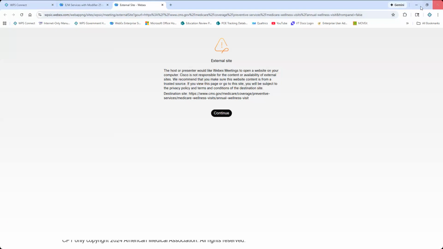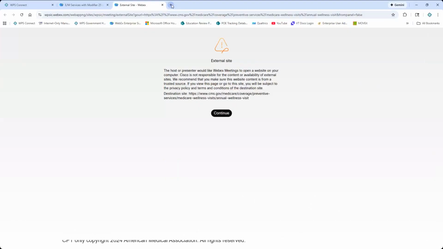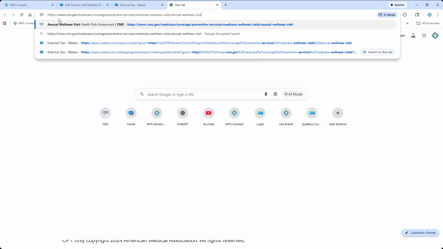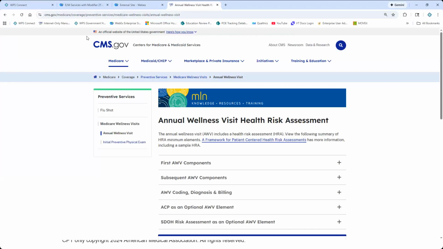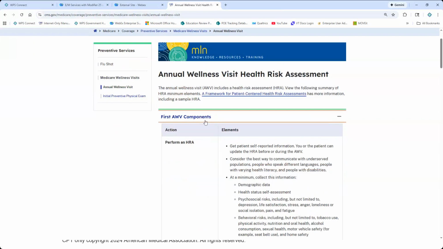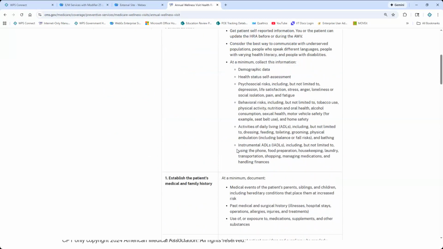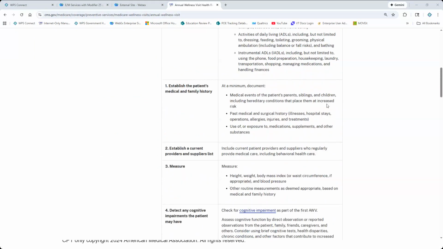Whoops, that did not go to the right thing. We'll just put it in there. I'm just going to cms.gov. I used that link, and I am going to show the components of the annual wellness visit. And if you go to this link yourself and you go through all of these elements, that is exactly everything that we are looking for in an annual wellness visit review.